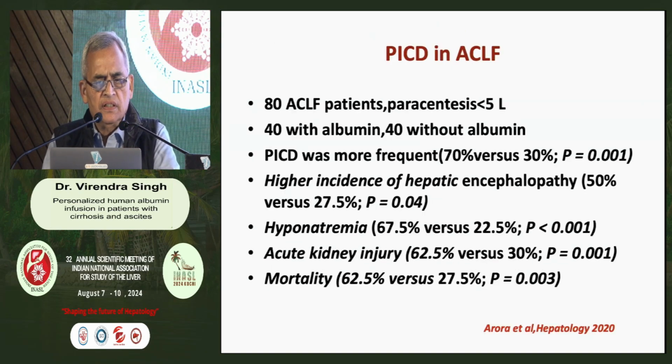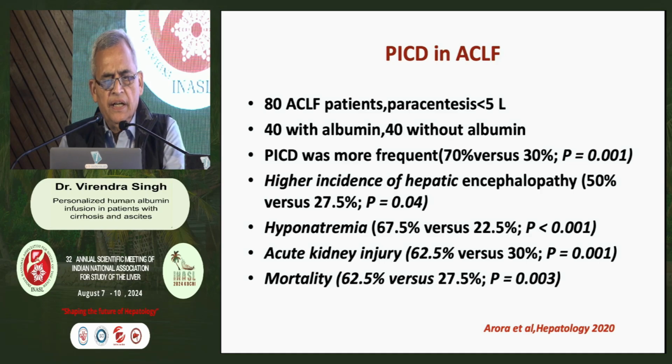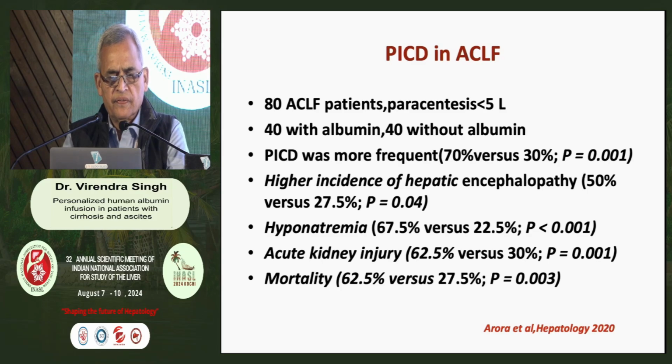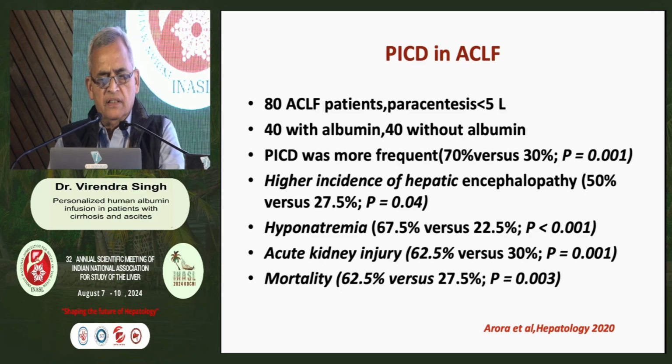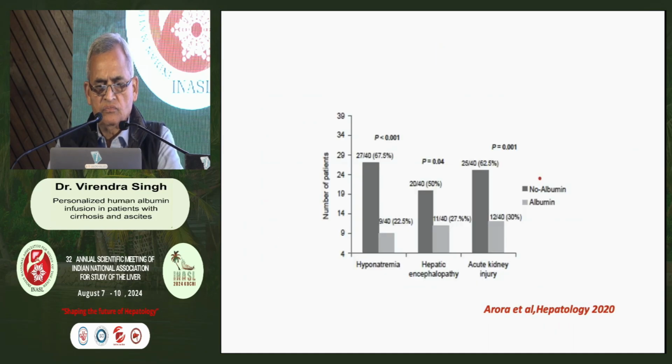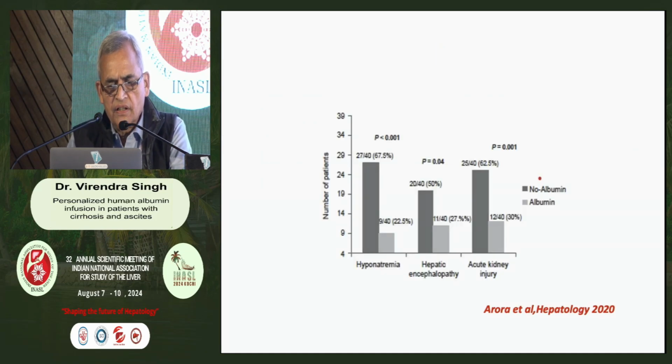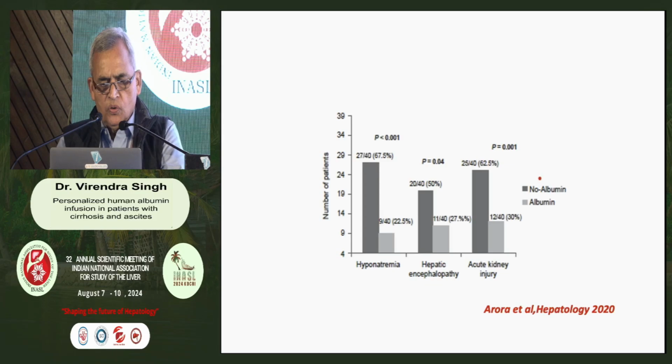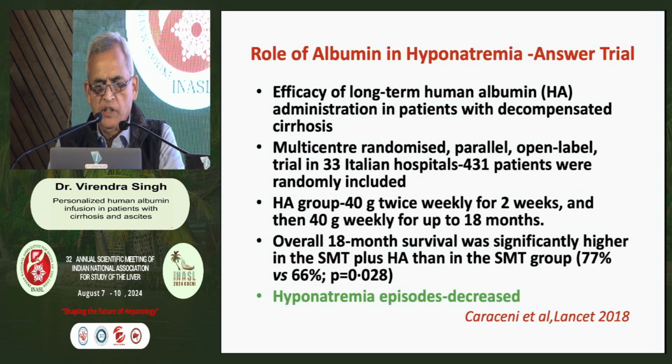PICD in ACLF: this is a study in which 80 patients with ACLF underwent a paracentesis of less than 5 liters, 40 with albumin, 40 without albumin. PICD was more frequent in those without, and there was a higher incidence of hepatic encephalopathy, hyponatremia, AKI and mortality. This is seen in here. The hyponatremia is more, hepatic encephalopathy is more, and so is the AKI in those who did not receive albumin.